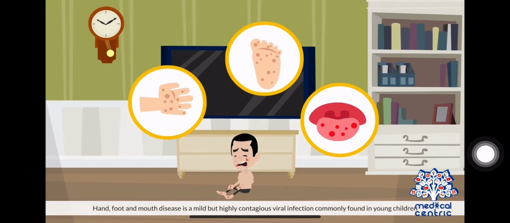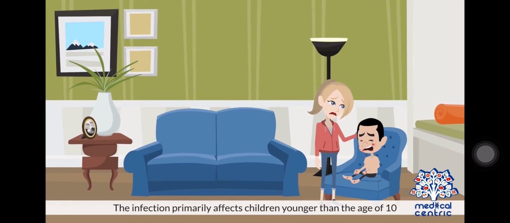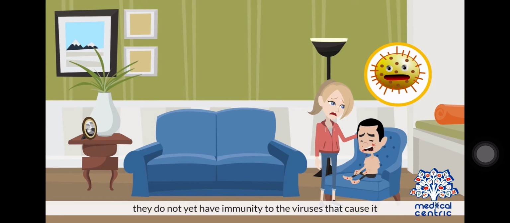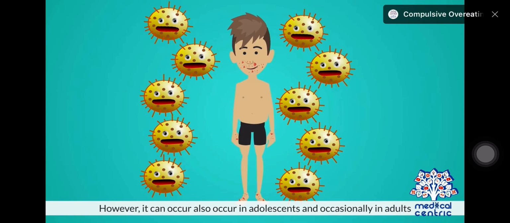HFMD. Hand, foot, and mouth disease is a mild but highly contagious viral infection, commonly found in young children. The infection primarily affects children younger than the age of 10 because they do not yet have immunity to the viruses that cause it. However, it can also occur in adolescents and occasionally in adults.